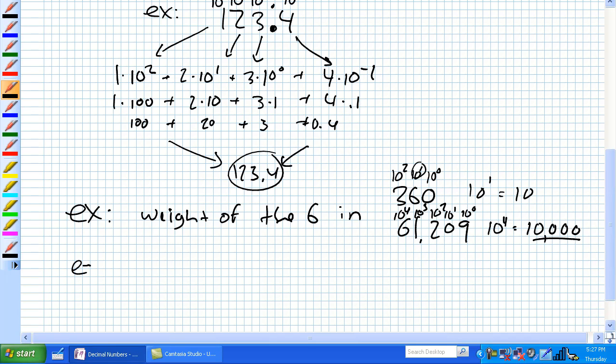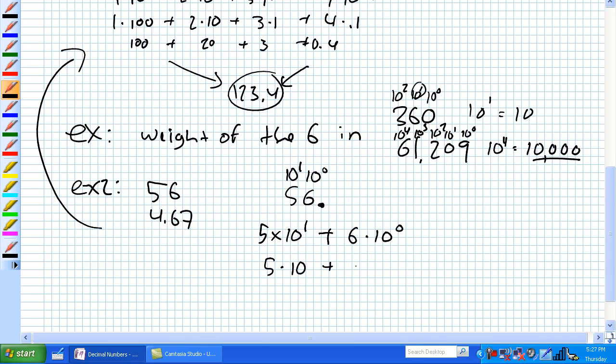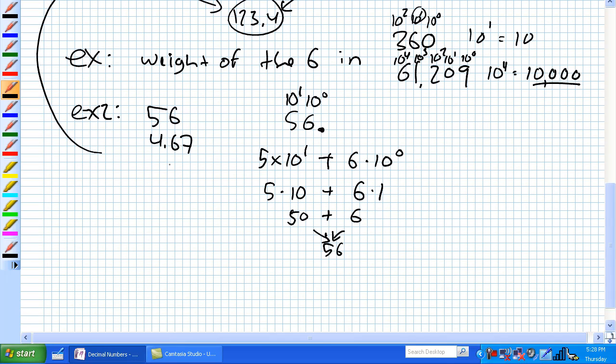Okay. Example two. Express these guys, 56 and 4.67, showing their positional weights. Go ahead and pause it now and do it on a piece of paper. Okay, we're back. 56. First off, find the decimal point. We're going left. 10 to the 0, 10 to the 1. So basically, that's 5 times 10 to the 1 plus 6 times 10 to the 0. 5 times 10 plus 6 times 1. 50 plus 6. 56. Oh my gosh.